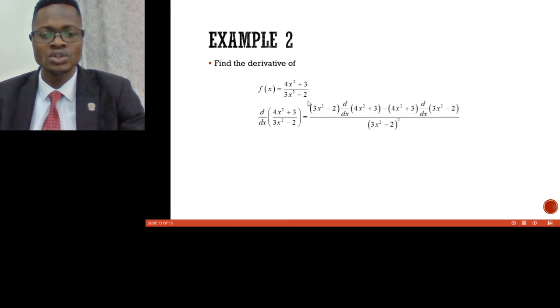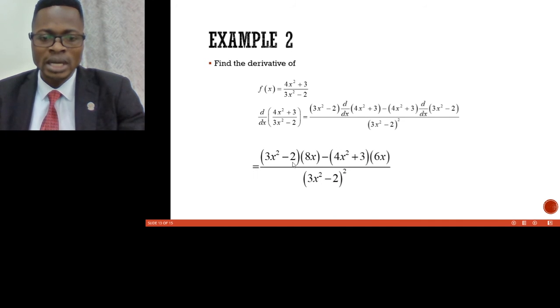And we know that is low d-high, minus high d-low, divided by low squared. Of course, we know that our low is 3x squared minus 2, which is our g of x. So we just take our g of x multiplied by this derivative. Of course, the derivative of 4x squared will give us 8x, because we take this 4 multiplied by 2 and you get 8x. So this is what we have. And the derivative of 3x squared will be given by 6x, because 2 times 3 is 6x.